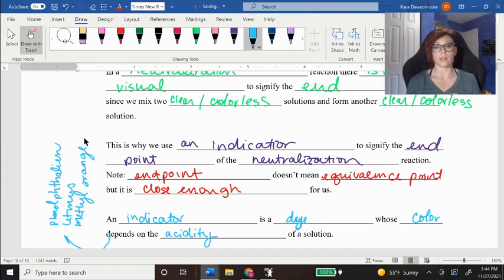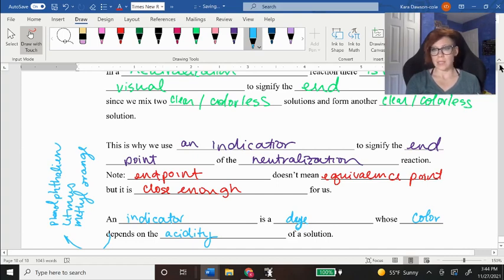So an indicator is a dye whose color depends on the acidity. We use them in titrations. Titration is a neutralization reaction in which you have an acid or a base that you do not know the concentration of. It helps you to quantify the concentration of an acid or base solution. Again, you can't see any indication of an acid-base neutralization occurring, because you mix 2 clear colorless liquids and you form a clear colorless liquid. So you can't see that unless you have an indicator, and the indicator is used to determine the endpoint, not the equivalence point.